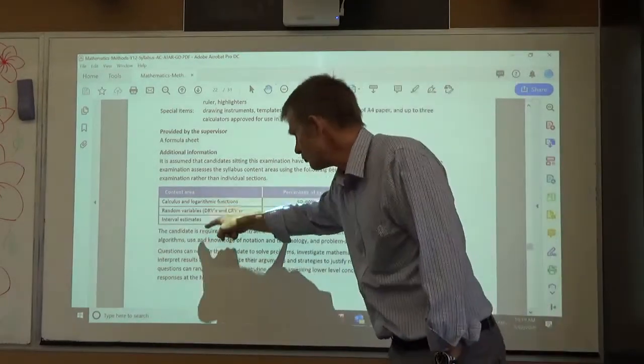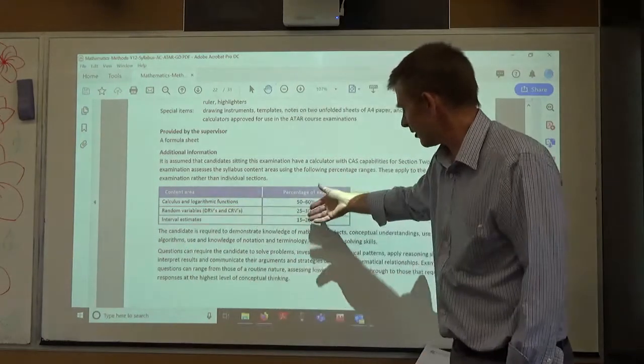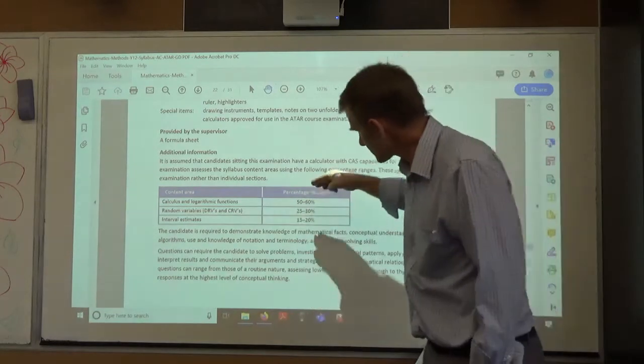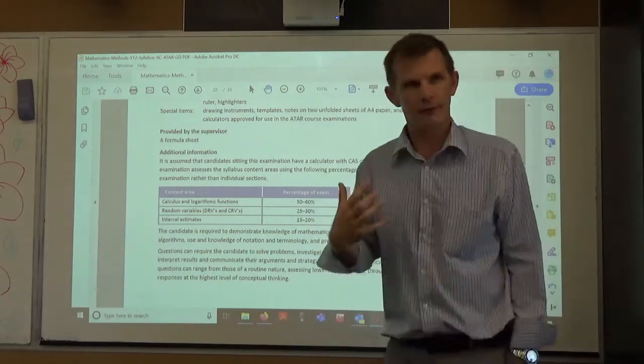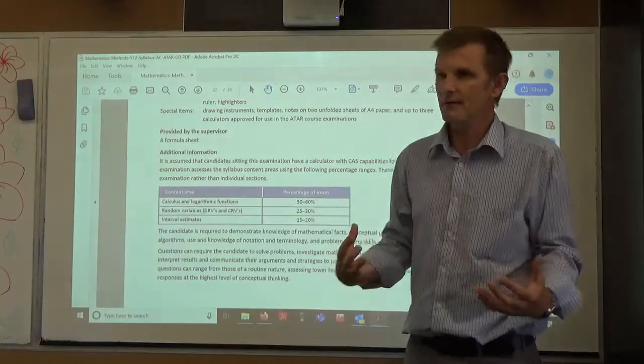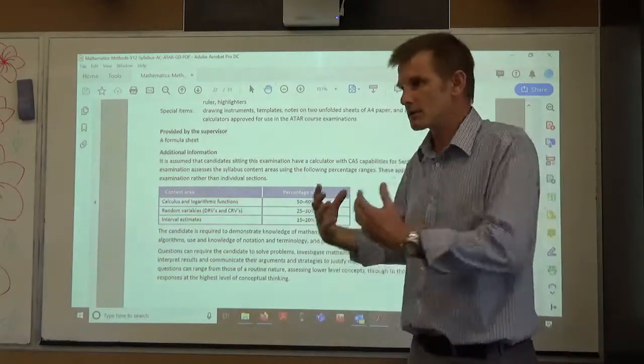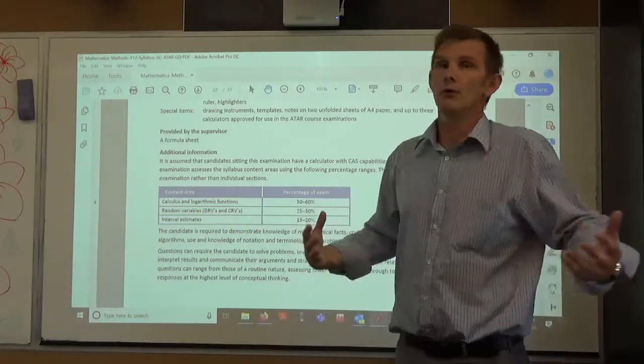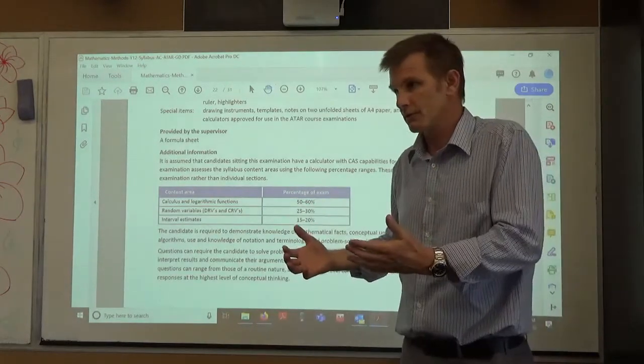The other two major areas are only about 25 percent or so each. So that's the key focus of the course, calculus and logarithmic function. That's where 50 to 60% of the marks in your exam are going to be. So logically, put 50 to 60% of your effort into that part of the course.